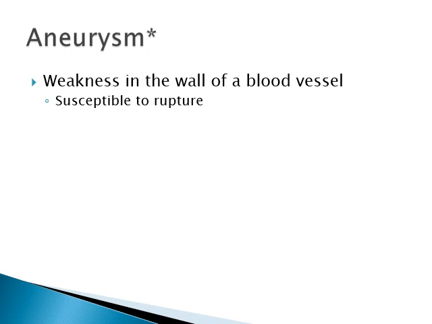Aneurysm is a weakness in the wall of a blood vessel. So this is when a blood vessel basically has a weakening in it, and you get this ballooning out of the blood vessel, and that makes it susceptible to rupture. Again, there are certain arteries that tend to be subjected to this, and there could be significant repercussions to that.